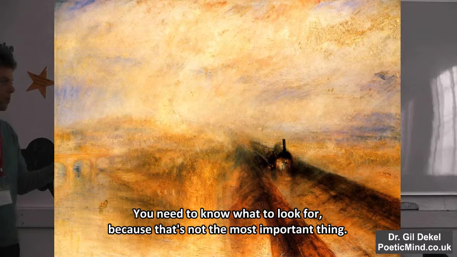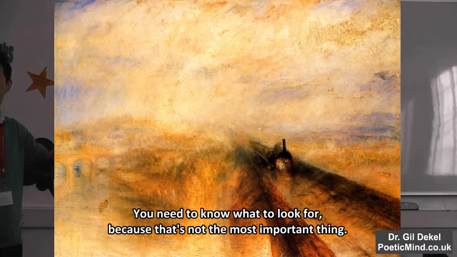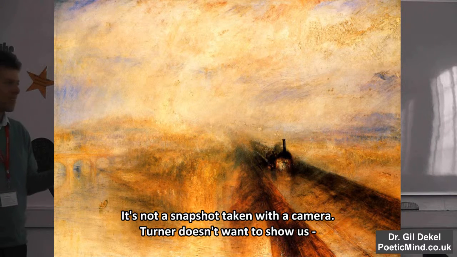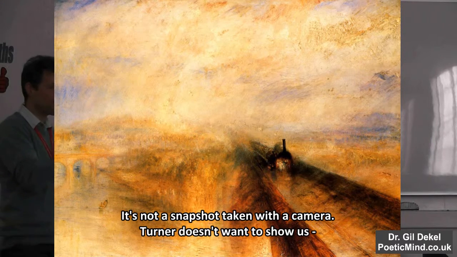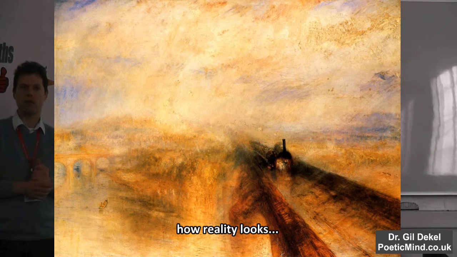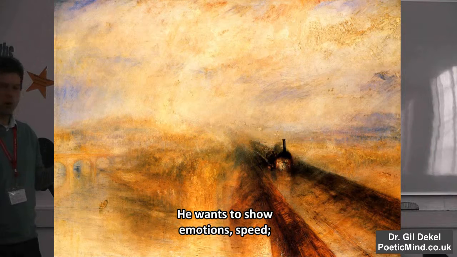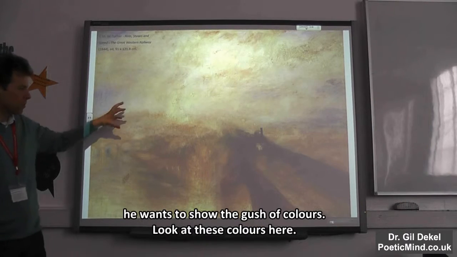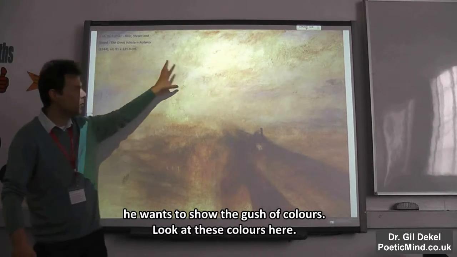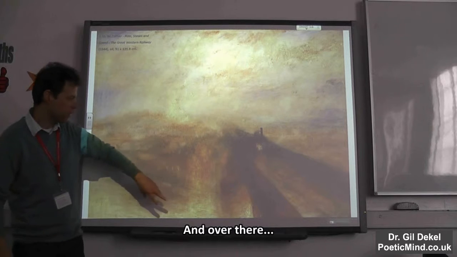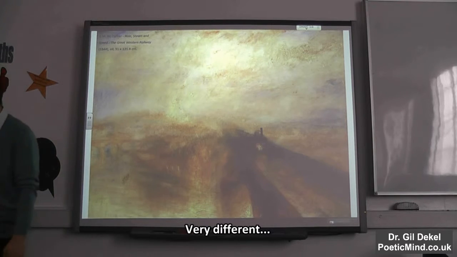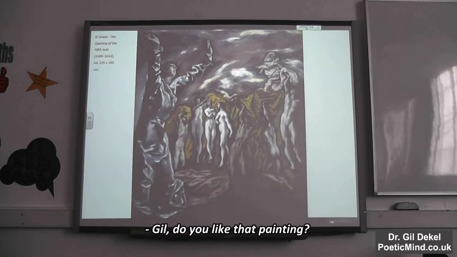What do you need to look for? You need to know what to look for, because that's not the most important thing. It's not a snapshot in a camera, because it doesn't want to show us how reality looks. He wants to show emotions, speed. He wants to show the gush of colors. Look at this of colors here and over there. Very much different, Gil, to this.